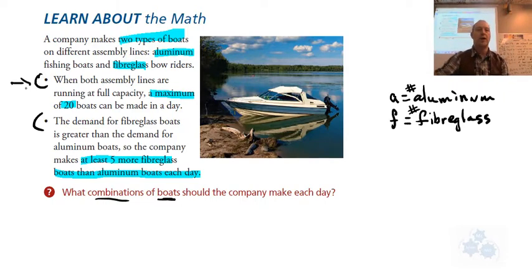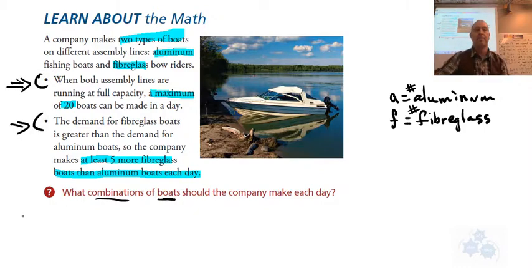Now we start to look at the information that's given, and usually if there's two bits of information like this, each one represents an inequality. Okay? So the first one says, when both assembly lines are running at full capacity, a maximum of 20 boats can be made in a day. So a maximum of 20 boats, we're talking about aluminum fiberglass. Any ideas what the first inequality should be? This one's an easy one. Anybody want to shout it out? How can we make this first one into an inequality?